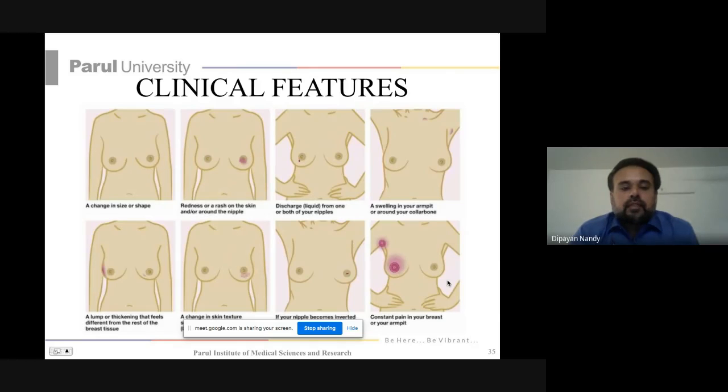So again, going on and discussing the same thing further, we should also always look for the subtle signs or subtle changes. As you can see in this first diagram, the left side breast is pulled up. The level of the breast is not the same. The level of the nipple is not the same.